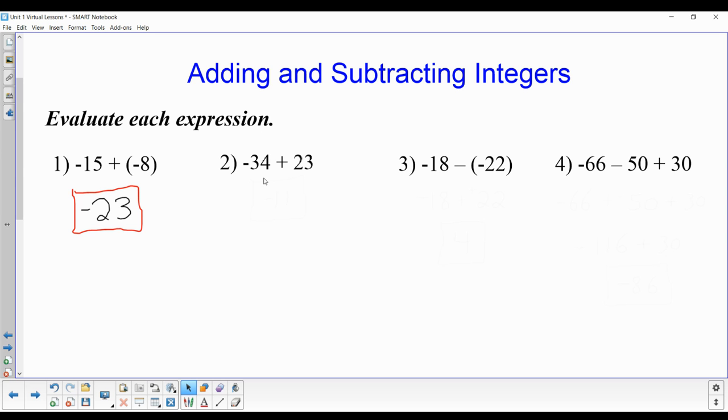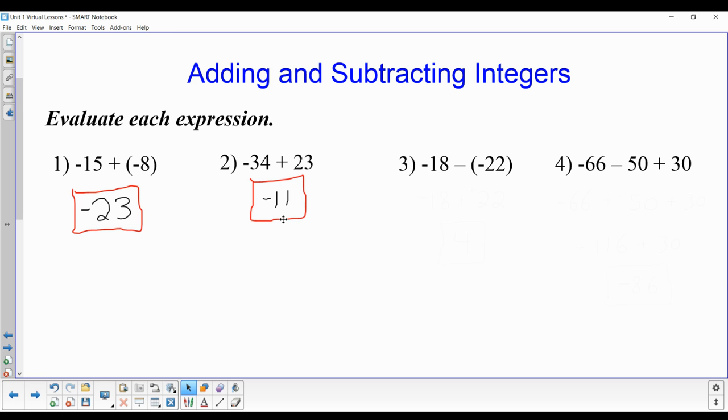Now, since 34 is bigger than 23, you subtract. 34 minus 23, get 11. And since 34 is a bigger absolute value, your answer is going to be negative. It just means there were more negative tiles. Or with the number line, it means you went more places to the left, so your answer is negative.